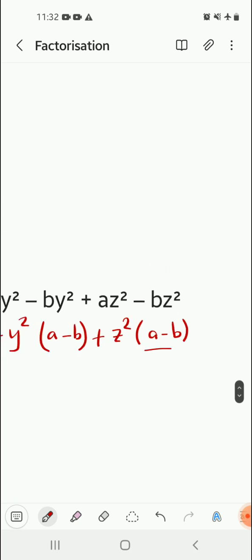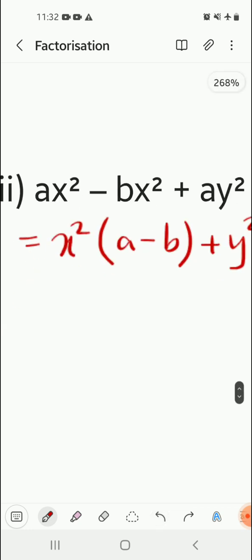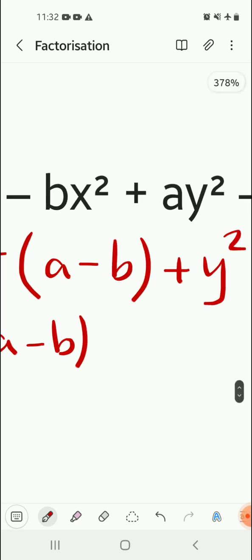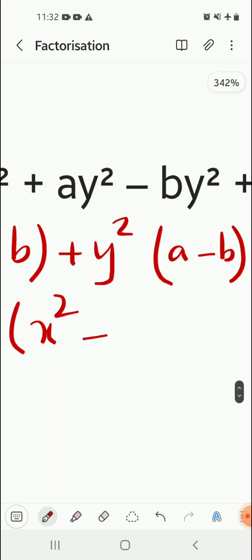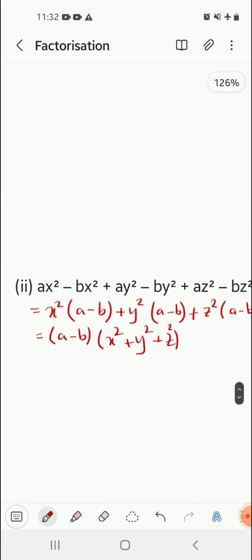Again you can see simply we have got a minus b common in all the terms, so we are going to write it here, a minus b, and here whatever we are left with, that is x square plus y square plus z square, is what we are going to write. So this is our answer to this.